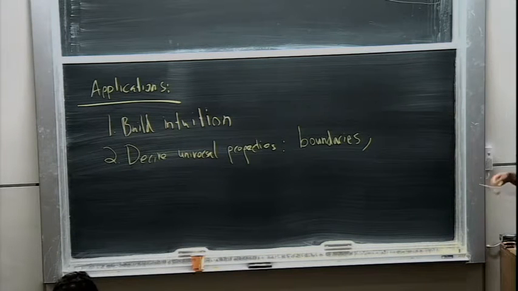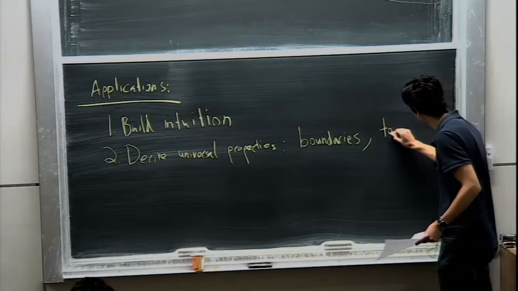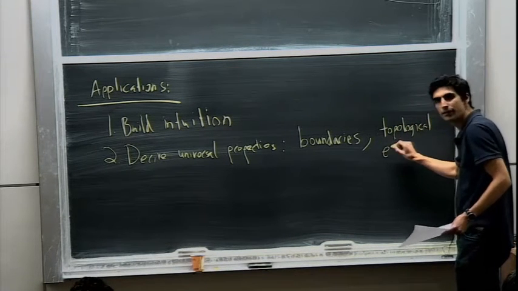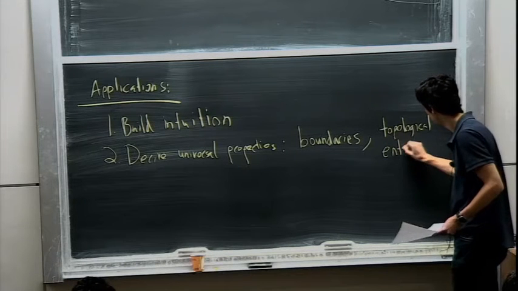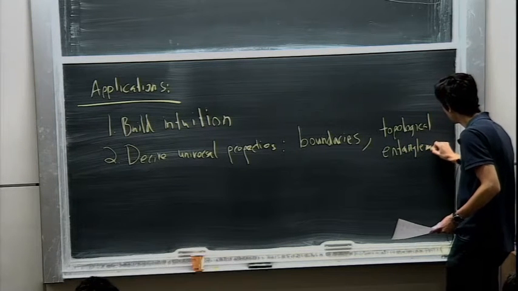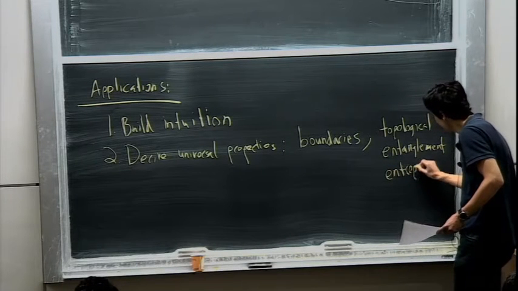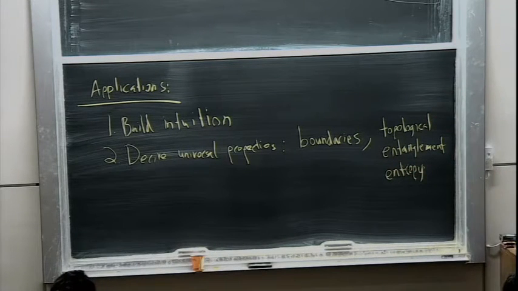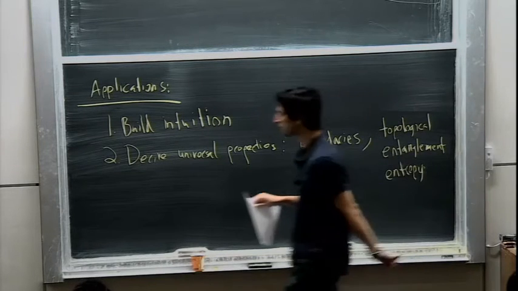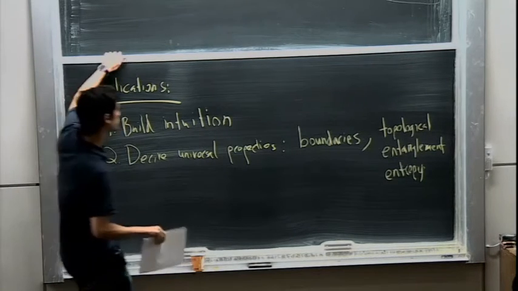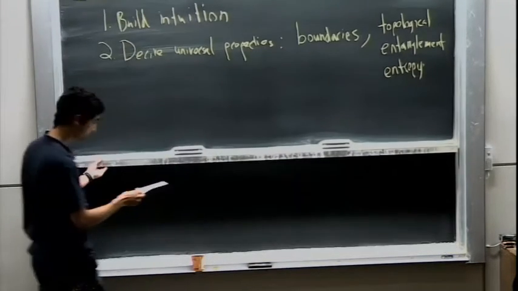Another universal property that you can get out of these models is the topological entanglement entropy, which I guess you guys have probably heard a little bit about. Have you? Yeah. So you can calculate the topological entanglement entropy explicitly in these models, and also get some intuition for where it's coming from. So those are two examples of universal properties that you can get out of these things.